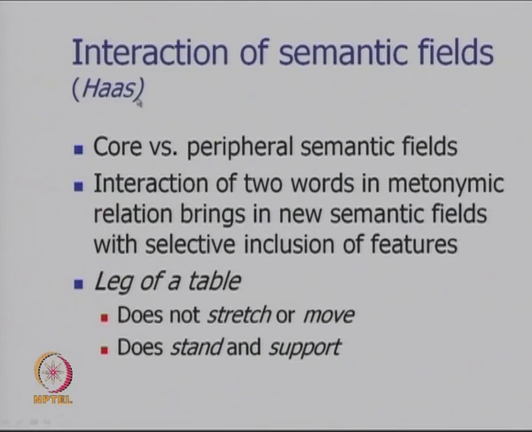Now, Haas, who is a well-known semanticist, studies metaphor and proposes that there is a complex interaction of semantic fields when a metaphor is produced. So, there is this core versus peripheral semantic fields; interaction of two words in a metaphoric relation brings in new semantic fields with selective inclusion of features. That is the whole point of the metaphor relationship.